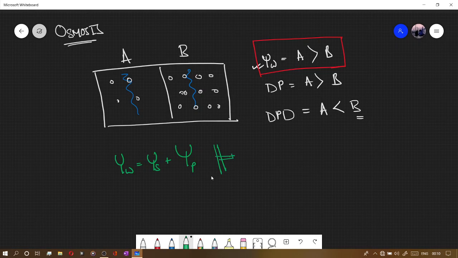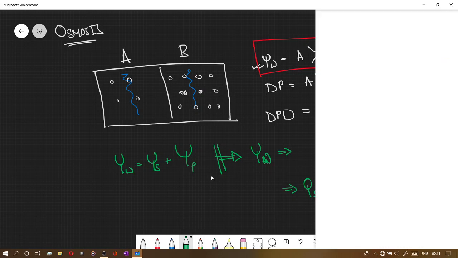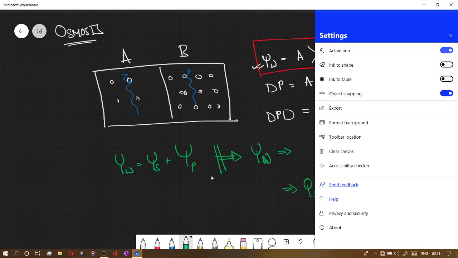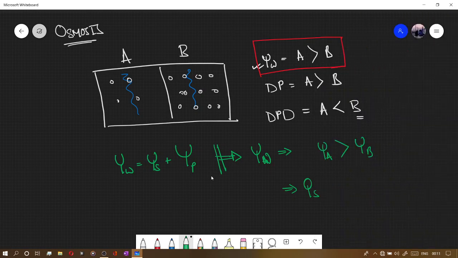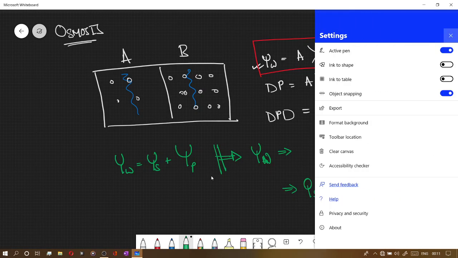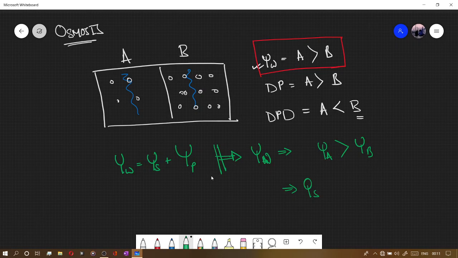So what does this imply? When I write psi W of A is greater than psi W of B, which means psi S of A plus psi P of A is greater than psi S of B plus psi P of B, right?